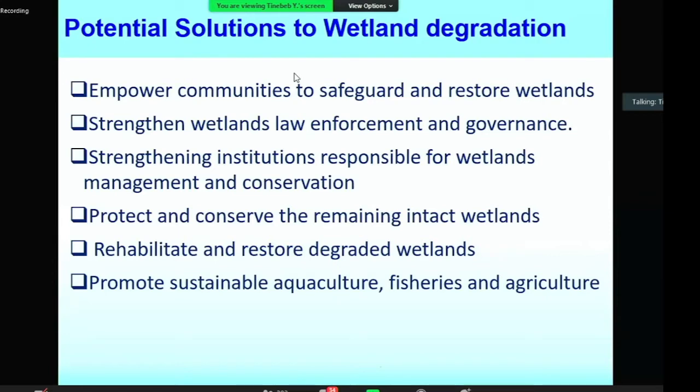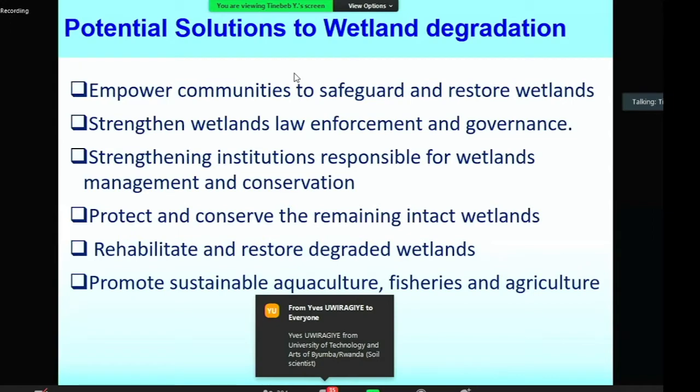degraded wetlands. The sixth one, the last one, is to promote sustainable aquaculture, fisheries, and agriculture.